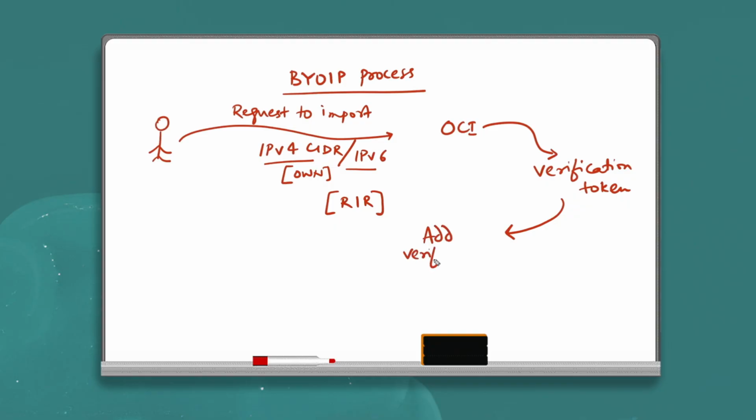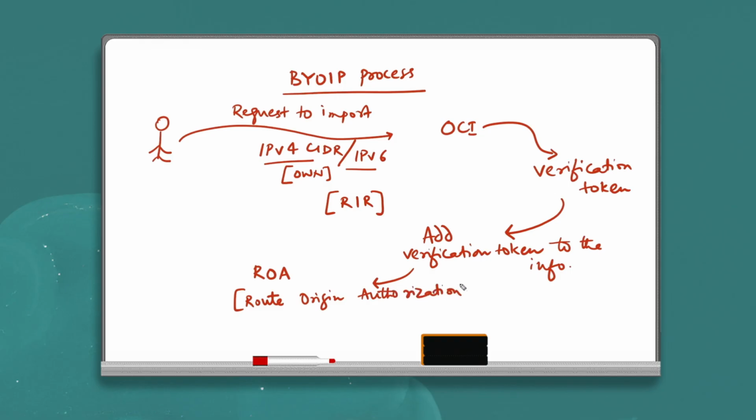So let me mention it. It is basically add verification token to the info that's already there regarding your IP addresses in the RIR. After that, you also need to create something that is known as ROA. And ROA stands for Route Origin Authorization.